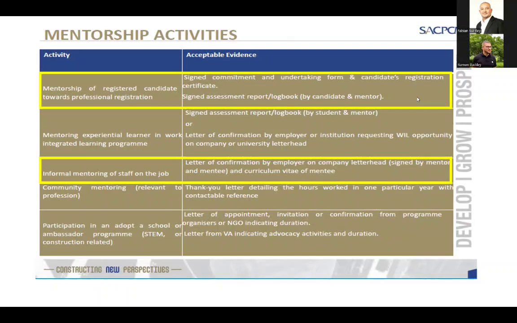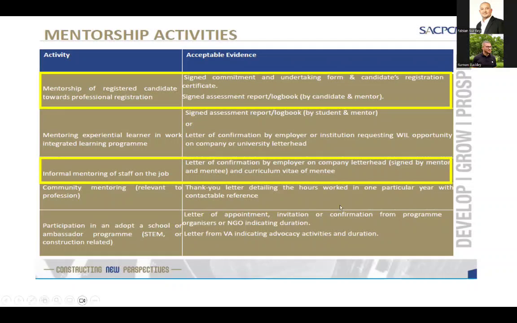So as I mentioned, with the acceptable evidence, they will not accept a letter of confirmation that is developed by the individual or the mentor. It must be a company letterhead confirmation letter, and must be signed by the mentee, the mentor, and the HR officer or manager for the company that you are working for. Okay, so that's in terms of mentorship.